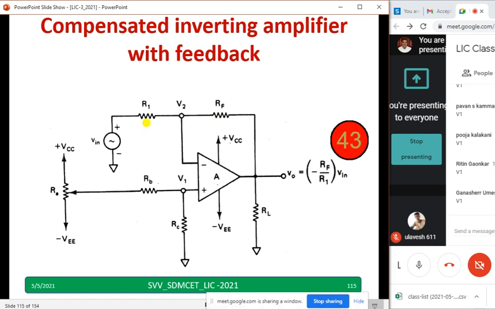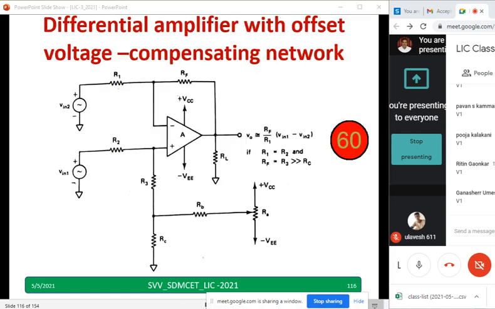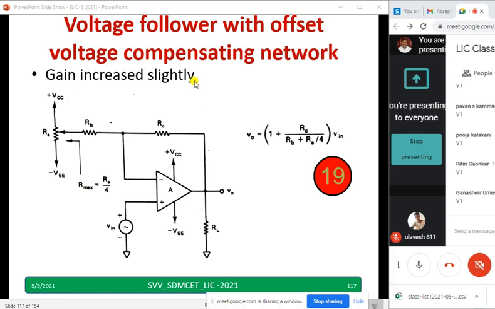So copy down this circuit. There is an output offset voltage. What do I do? I will make it 0. This also 0. This potentiometer I will vary. When I vary this potentiometer, automatically at some point it will become 0. Then I will apply two inputs. Copy down this. This is a differential amplifier with offset voltage compensating network. A voltage follower with the offset voltage compensating network.